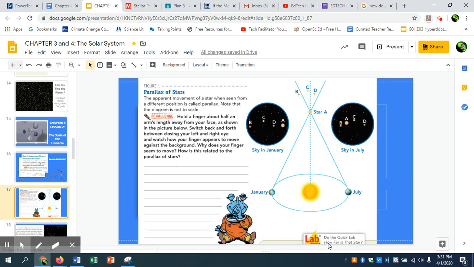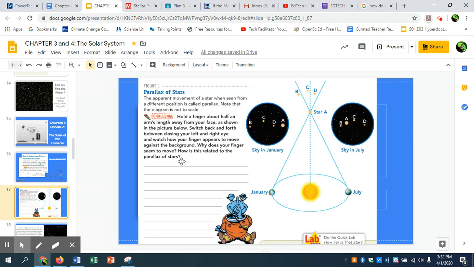So let's do an activity here and let's see if we could figure out how astronomers measure the distance of these nearby stars. So it says here to hold a finger about half an arm's length away from your face, as shown in the picture with this little blue alien there. Hello. And it says switch back and forth between closing your left eye and your right eye and watch how your finger appears to move against the background. Now, is your finger really moving? No, it's just your perspective, because your eyes are a couple of centimeters apart.